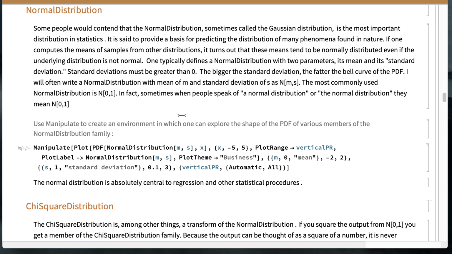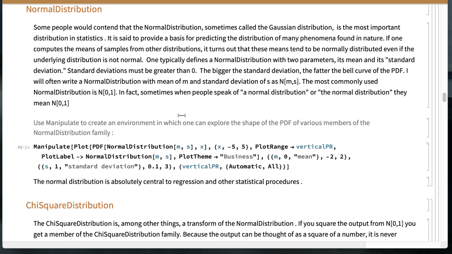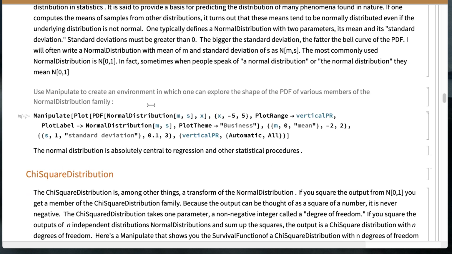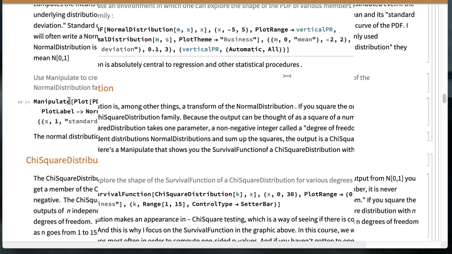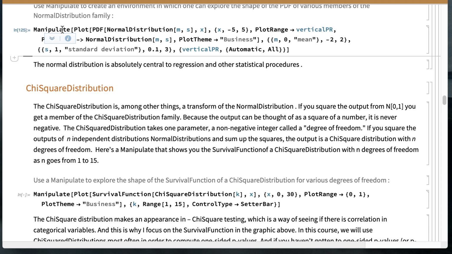The mean you may know, think of as the weighted average. The standard deviation you can think of as a measure of how spread out it is. And so other things you should know are when people speak of the normal distribution, usually they mean a normal distribution with a mean of 0 and a standard deviation of 1. So let's take a look again at some normal distributions. Let's use a manipulate to help visualize our normal distributions.